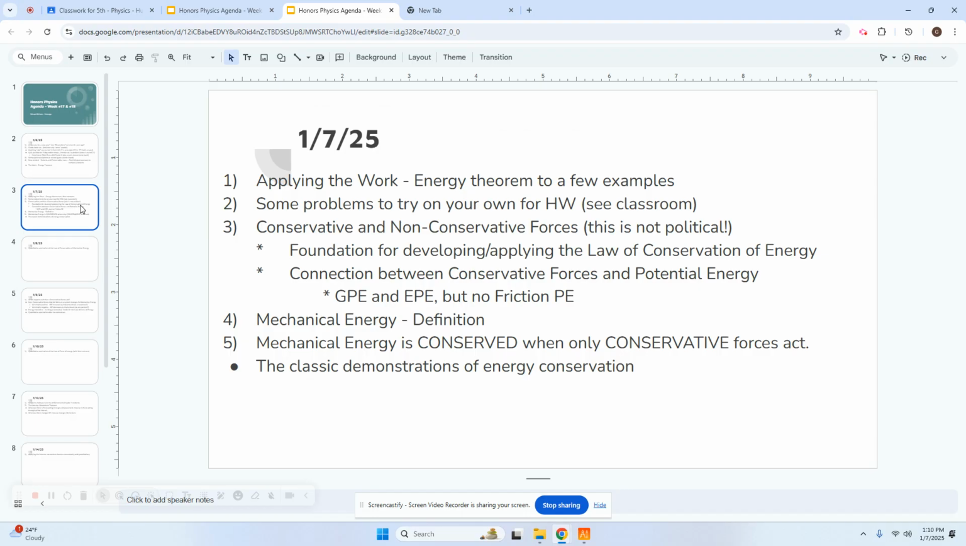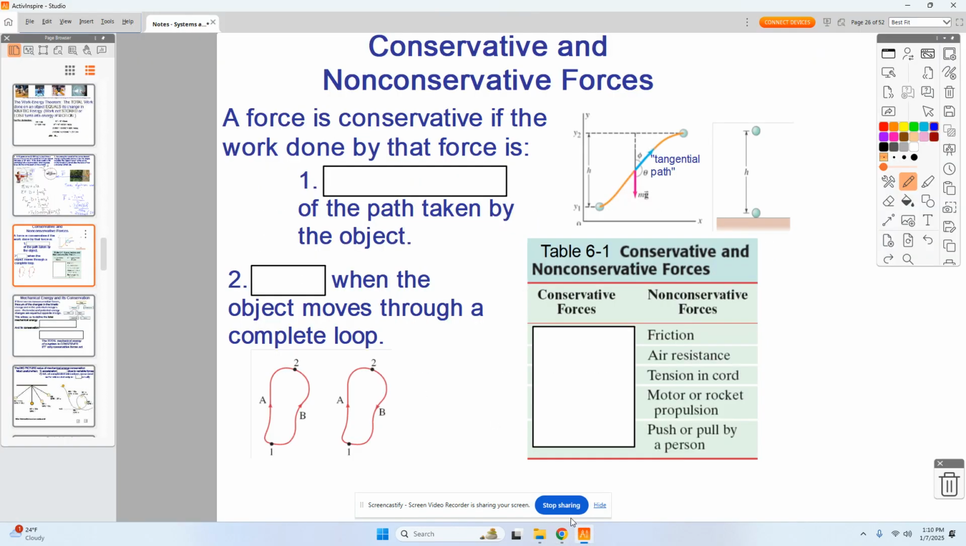There's gravitational potential energy, there's elastic potential energy, but there's no friction potential energy. There's no energy associated with friction. We'll look at that. We're going to look at something called mechanical energy definition, and then I'm going to start to show you how we use conservation laws. There's some classic demonstrations that I'm going to do with you today on conservation of energy. And so I'd like to get to that. The demonstrations help us understand the concepts.